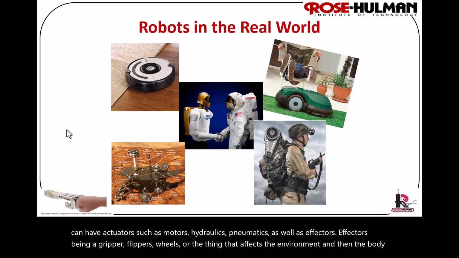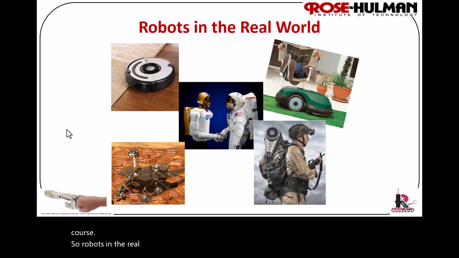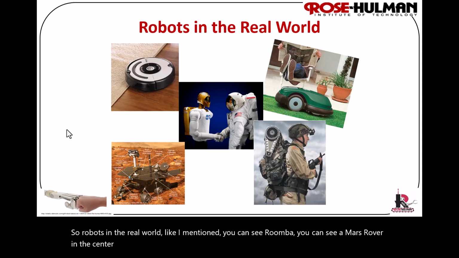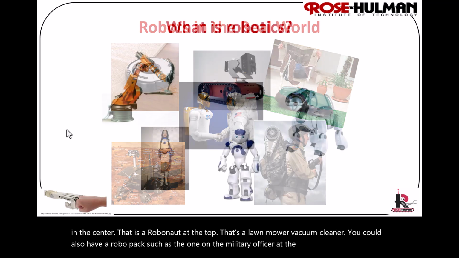So robots in the real world, like I mentioned, you can see Roomba, you can see a Mars rover. In the center, that is a Robonaut. At the top, that's a lawnmower vacuum cleaner. You could also have a RoboPack, such as the one on the military officer at the bottom right.